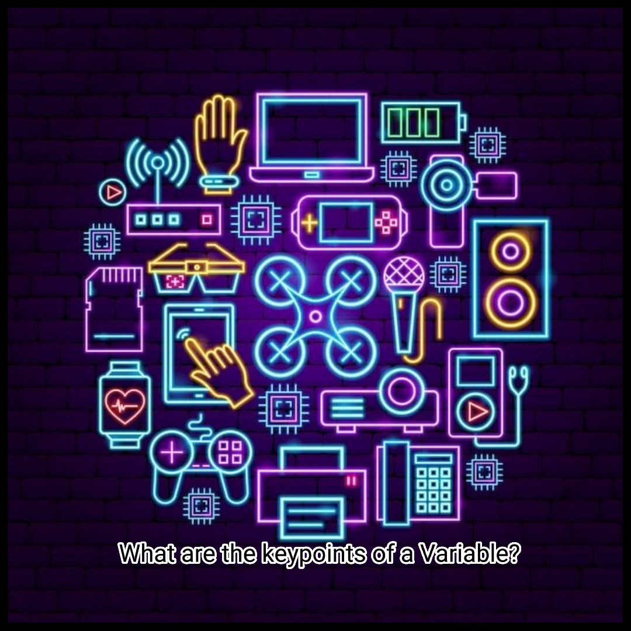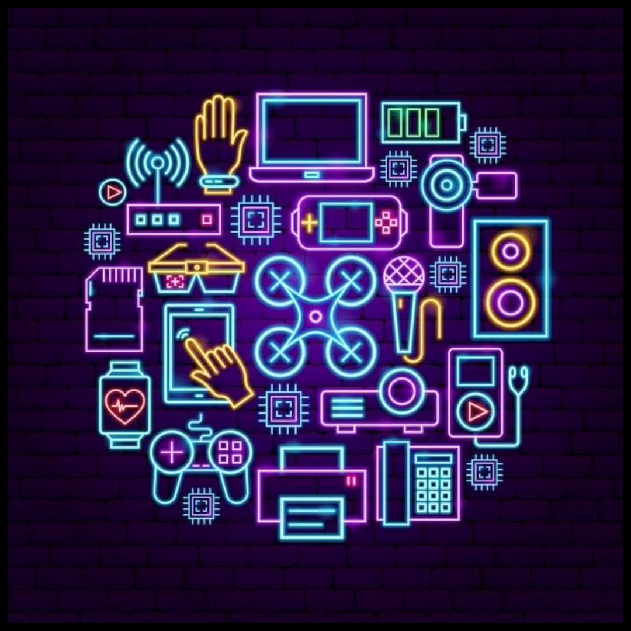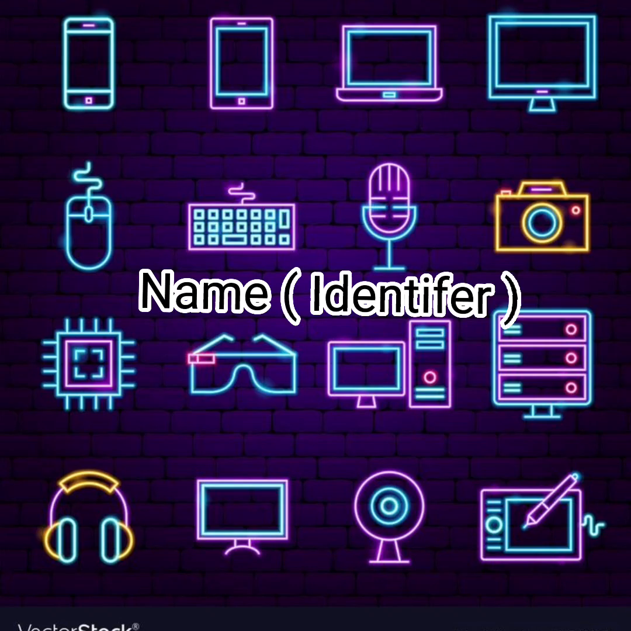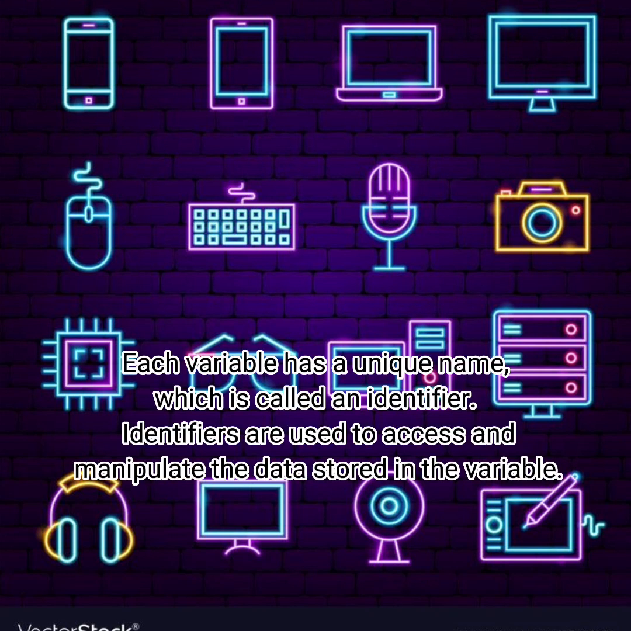What are the key points of a variable? There are three key points of a variable. First is name identifier, data type, and lastly the value. Name identifier. Each variable has a unique name, which is called an identifier. Identifiers are used to access and manipulate the data stored in the variable.